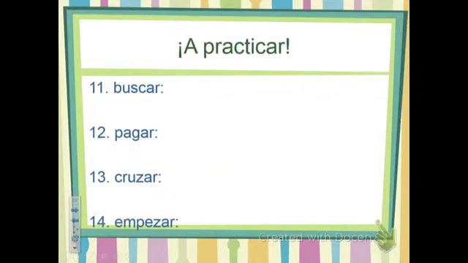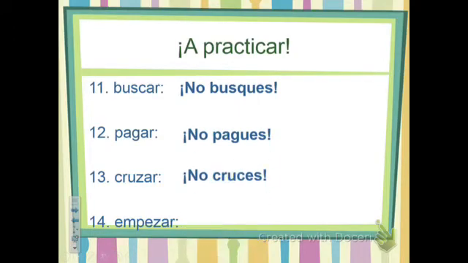So let's practice a minute. Buscar, no busques. Pagar, no pagues. Cruzar, no cruces. Empezar, no empieces. This empezar is an E to I stem changing verb.